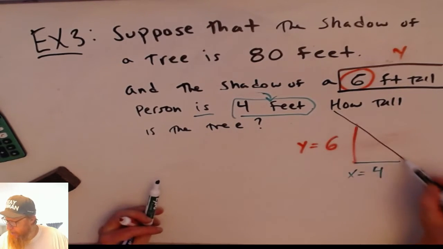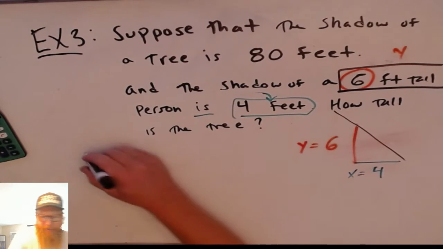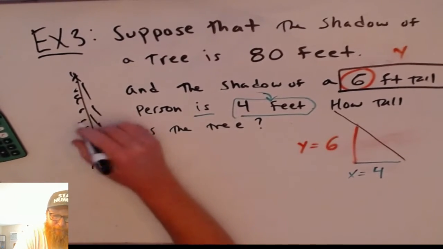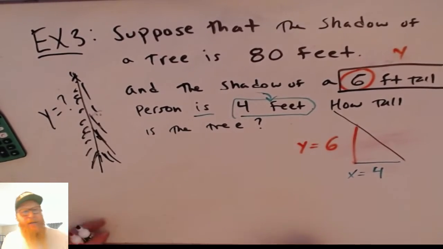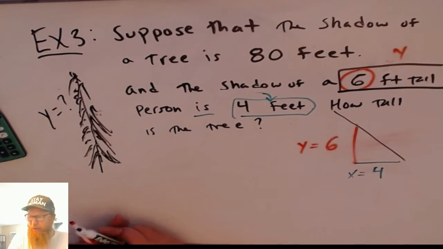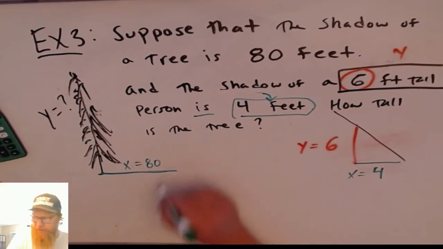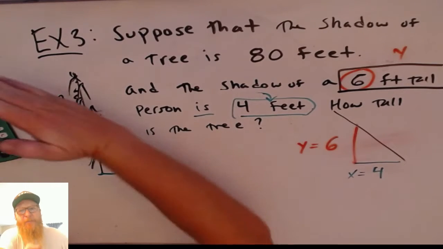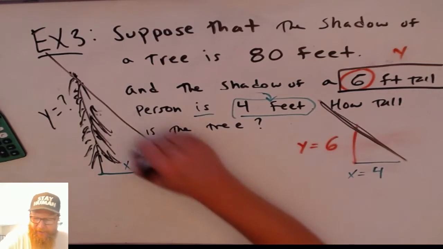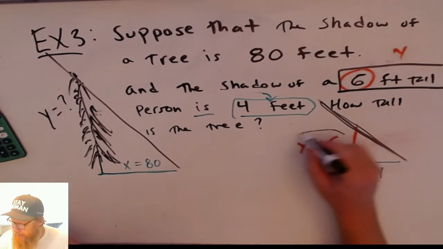All right. And here's the sun coming down and traveling in parallel lines. So over here you've got a tree. And you don't know what y is, right? Y is unknown for the height of the tree. But you do know what x is. You know that x is 80 for the tree. So this is an 80-foot shadow. And since light travels in parallel lines, as long as you're doing this at the same time of day, these should match. Right? These are parallel lines. So you set up your proportion.